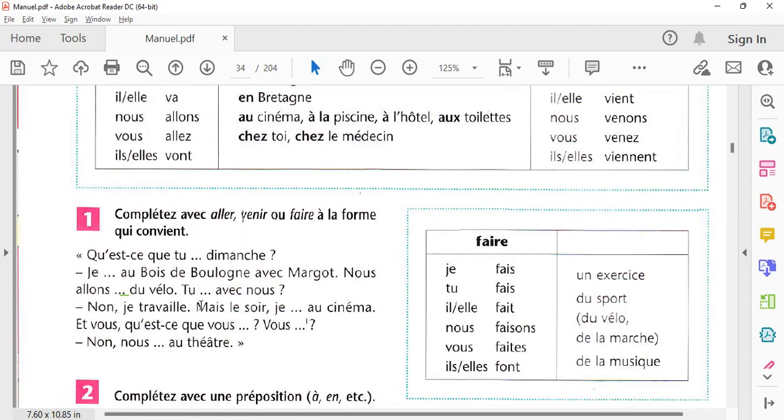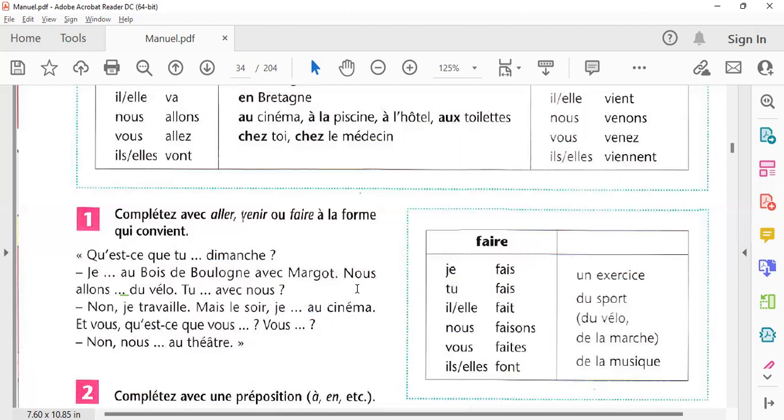Then full stop, then mais le soir, but in the evening. Mais is a conjunction, which means but. Le soir means in the evening. Now, je dash au cinéma. So what do you think? What should come here? You should always think of two things before seeing this type of exercise: the subject pronoun and what comes after the dash. The subject pronoun is first person singular, and after the dash there is a preposition for places.